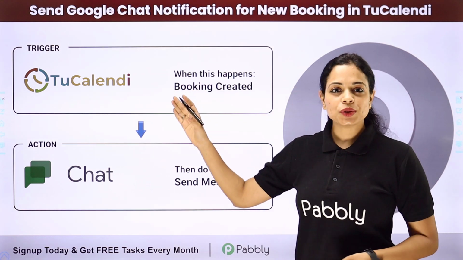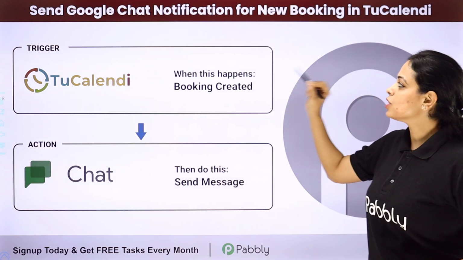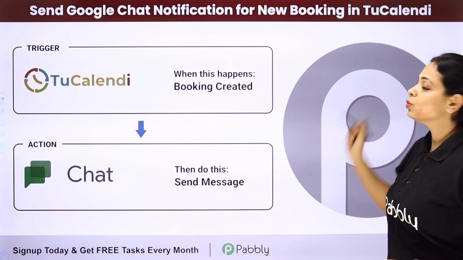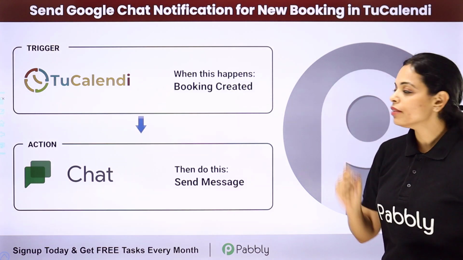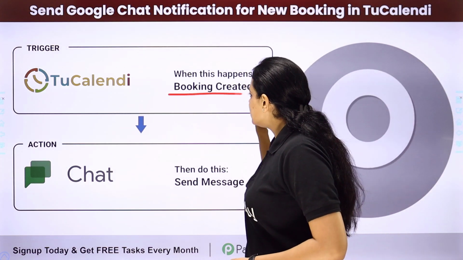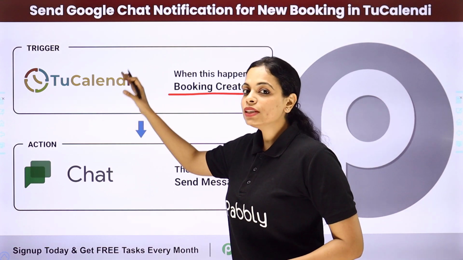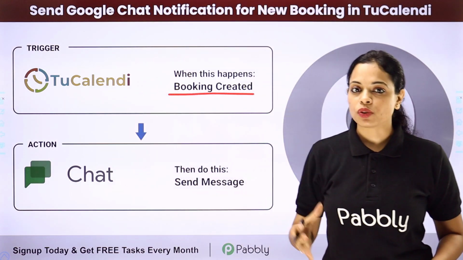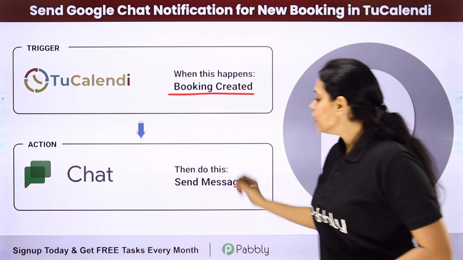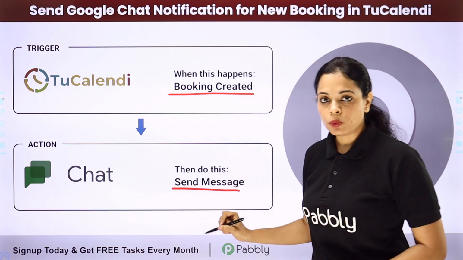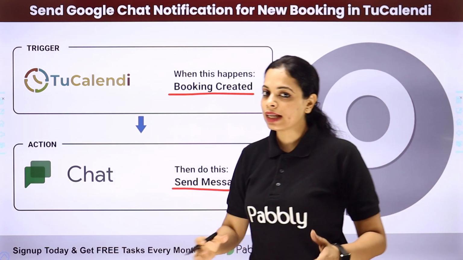In this video, we are going to understand how to send Google Chat notification for new booking in TuCalendi. So here my objective is that every time a new booking is created in TuCalendi, which is an appointment scheduling software, then automatically a message should be sent to my team which is sitting on Google Chat, which is Hangout.